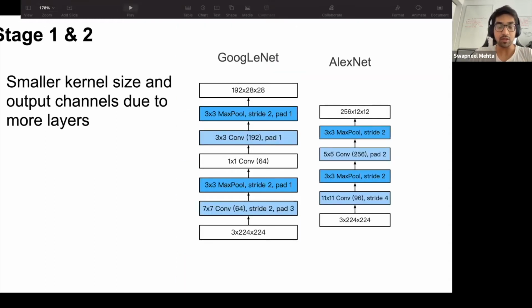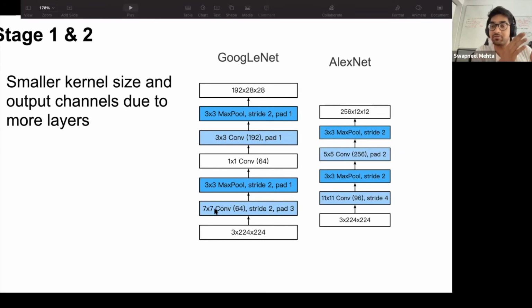So in stages 1 and 2, you create a smaller kernel size and output channels because you have a lot of layers. Again, you don't want to blow up the parameters. The idea was to reduce the number of parameters, so you keep your kernel smaller. You want to read this from bottom to top, where the image goes in at the bottom, you pass it through some layers, and the output comes out at the top. So it's just comparing to AlexNet. It reduces the kernel size.